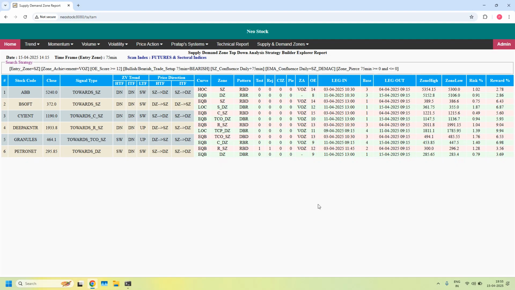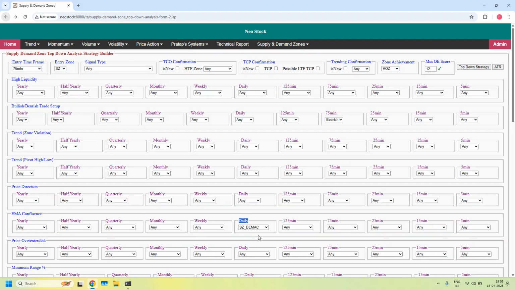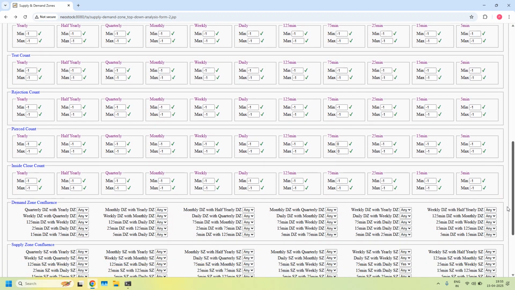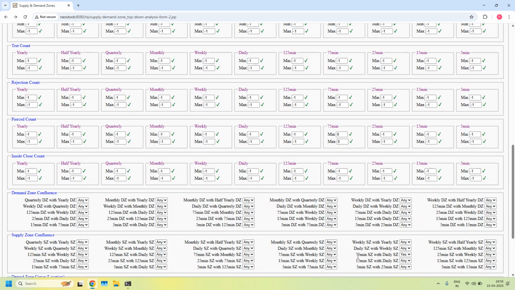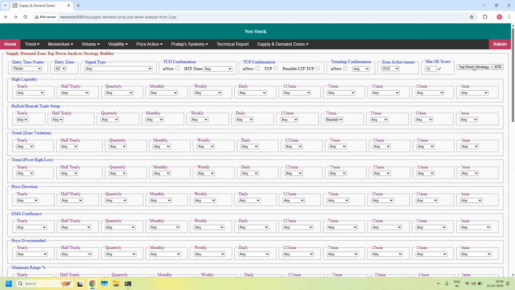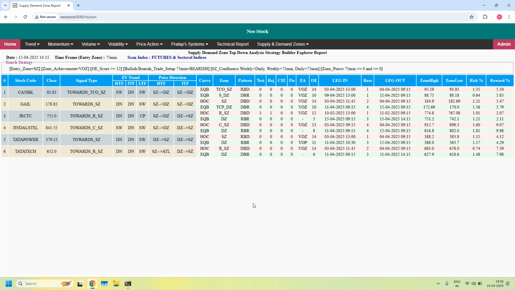Okay, next let us filter based on LTF, ITF and HTF supply zone confluence supported stocks. I am removing this EMA filter. In the supply zone confluence, we should set 3 filters. The first filter, 75 with daily, is already enabled. Next, 75 with weekly supply zone confluence, and daily supply zone with weekly supply zone confluence. With all the 3 filters, we got 6 stocks.